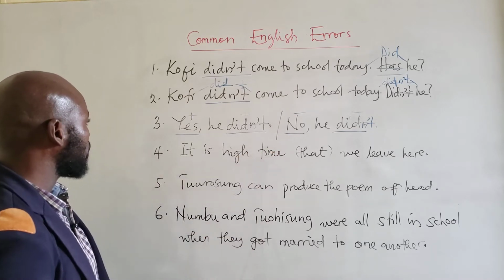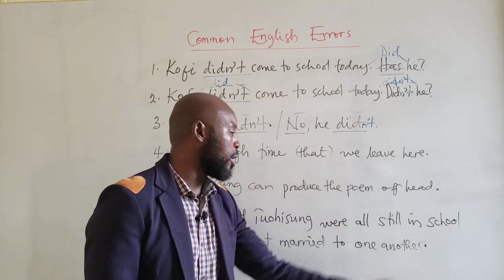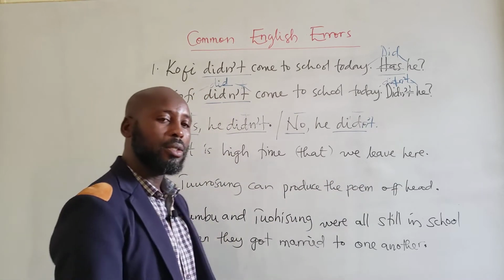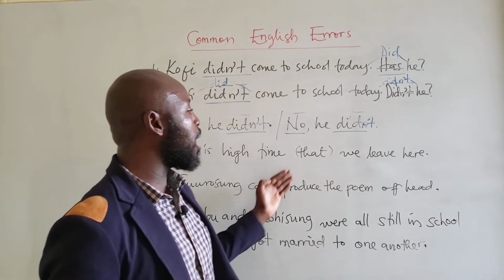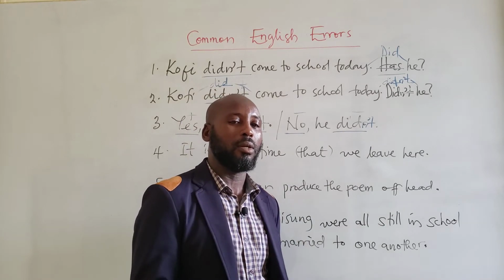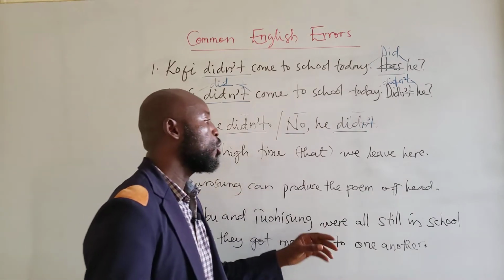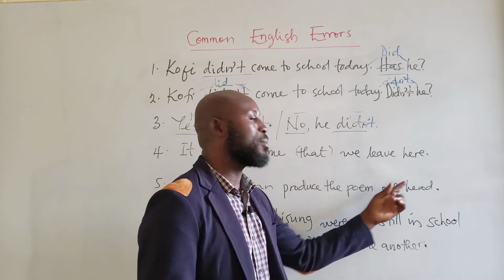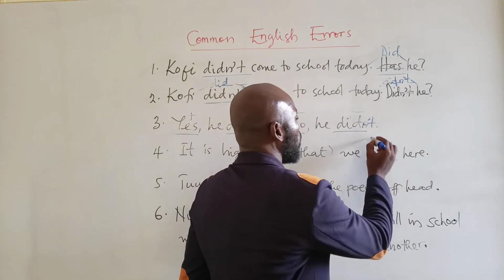Our fourth statement. It is high time that we live here. There are certain statements in the English language, certain expressions. When we use them, the verb goes with certain specific rules. For example, it is high time. Usually when we use it, the action verb or main verb that comes after it in the sentence immediately takes the simple past tense.